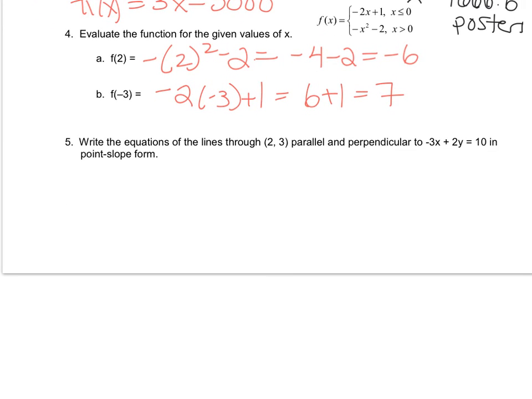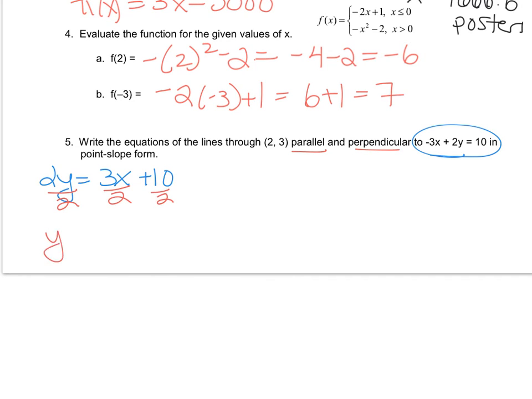Now number 5 is really 2 questions. We want a parallel and perpendicular line. But first we have to manipulate this equation so we can figure out what our slopes would be. So we're going to isolate the y. So I'm going to start by adding the 3x to the right, and then dividing everything by 2. So the only number we care about here is 3 over 2.